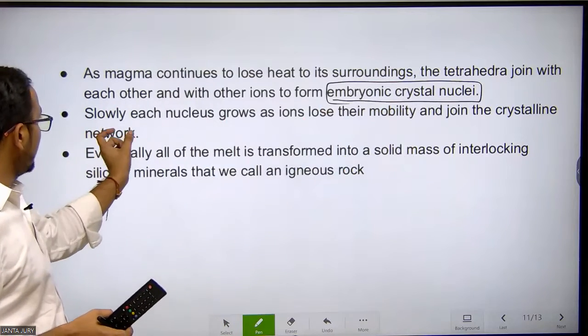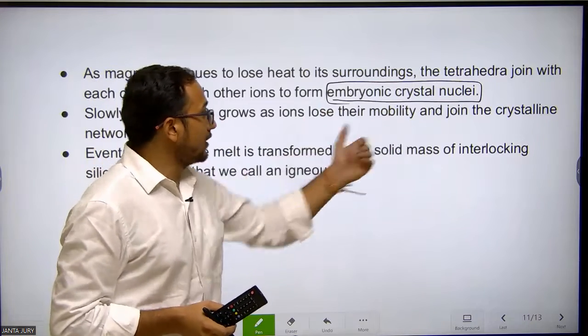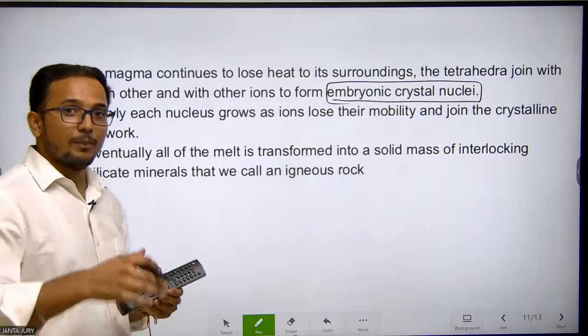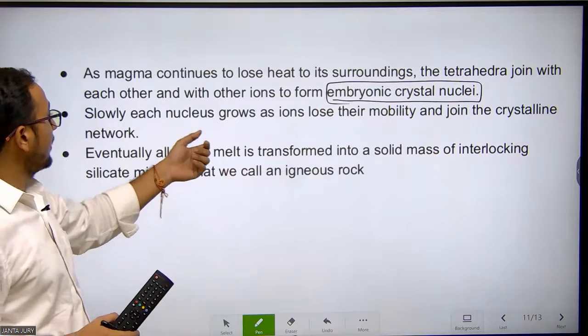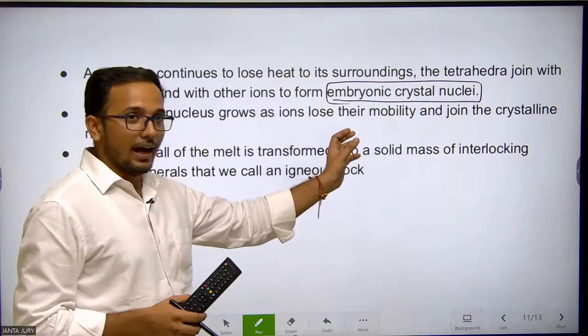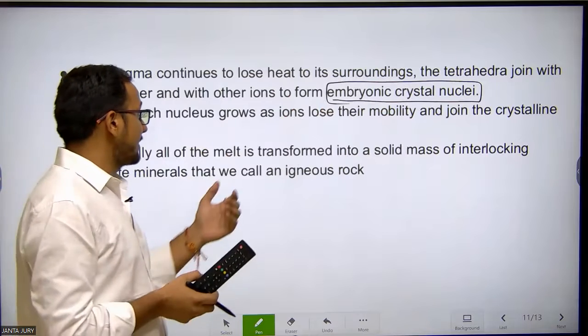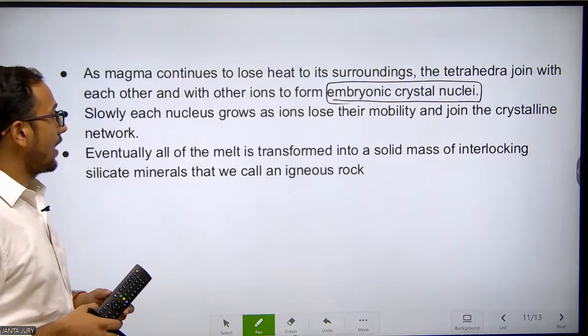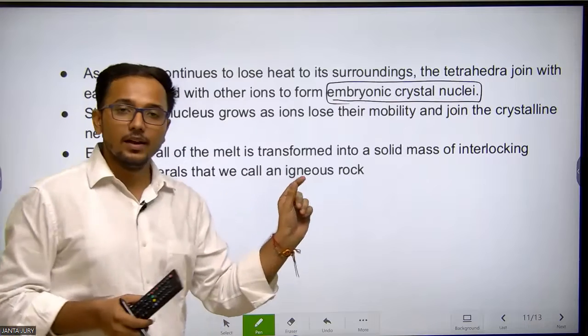Now slowly each nucleus grows as ions lose their mobility and join the crystalline network. Whenever the temperature starts declining, each and every ion starts losing its mobility and joins the crystalline structure. Eventually all the melt is transformed into a solid mass of interlocking silicate minerals that we call igneous rock.